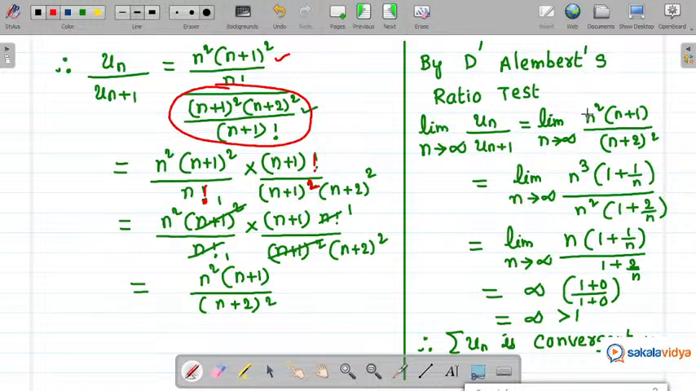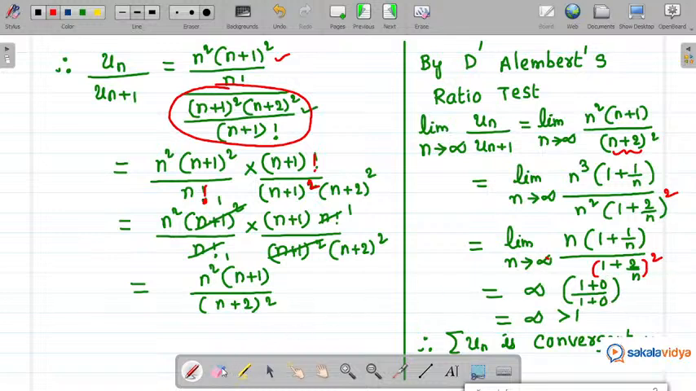By D'Alembert's ratio test, limit n tends to infinity of un by un plus 1. So limit n tends to infinity of n square into n plus 1 by n plus 2 whole square. From n plus 1 take n common: n into n square is n cube, into 1 plus 1 by n. Similarly, from n plus 2 take n common, that is n into 1 plus 2 by n, whole square. So n square into 1 plus 2 by n whole square. Limit n tends to infinity, n cube by n square is n, into 1 plus 1 by n, by 1 plus 2 by n whole square.